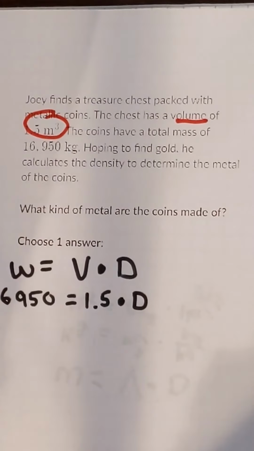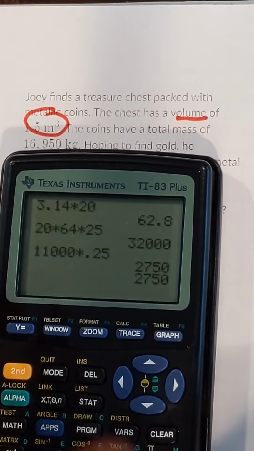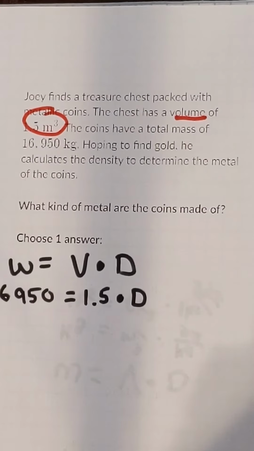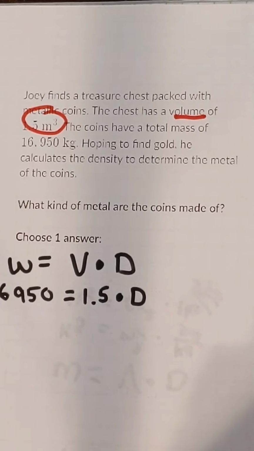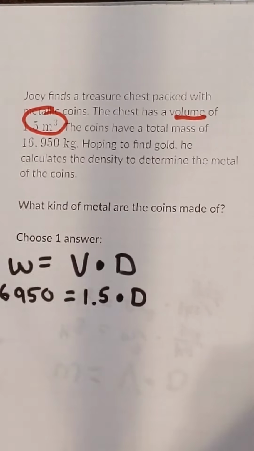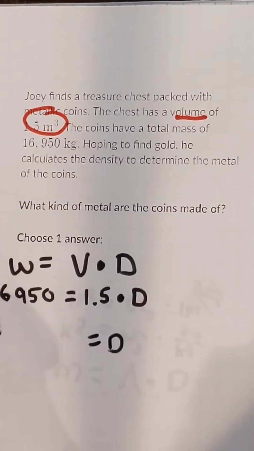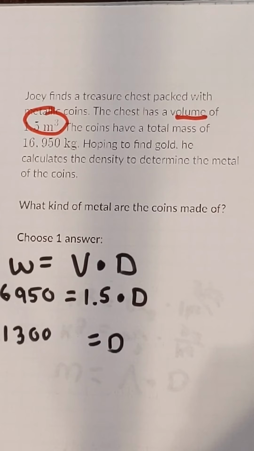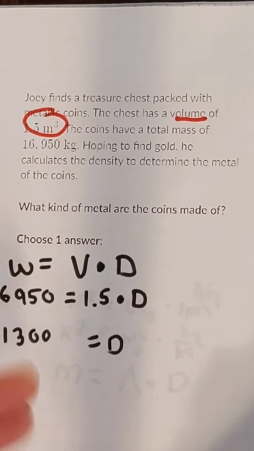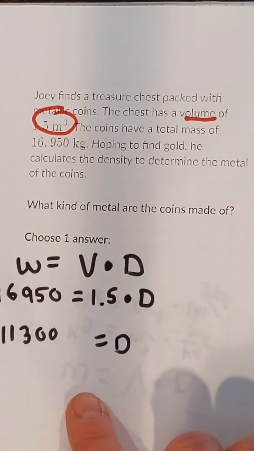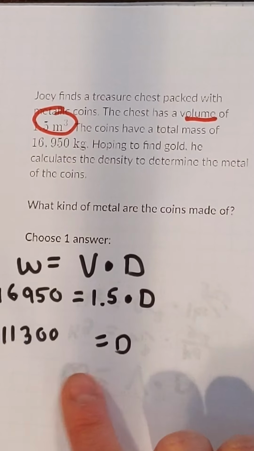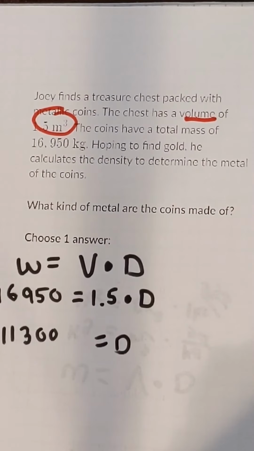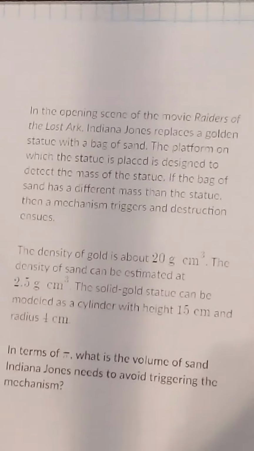So all I have to do now is get my calculator out, and you guys can't see that anyway, but I'm going to take that 16,950 and divide by 1.5. And that's going to give me my density of 11,300. Okay, and so now to answer that question, I have to figure out which choice is the one that has 11,300.